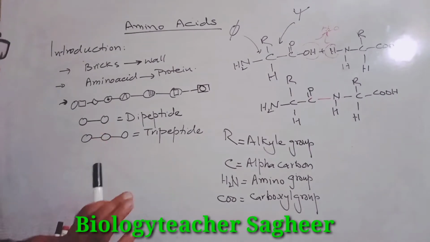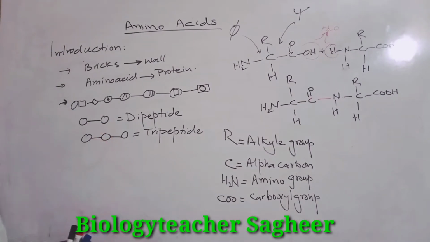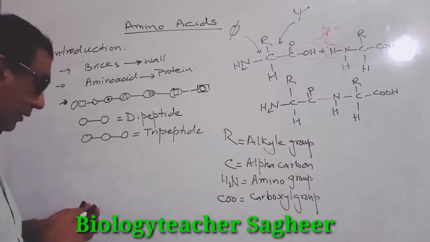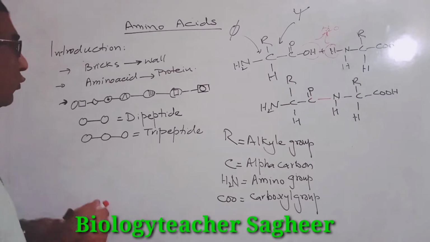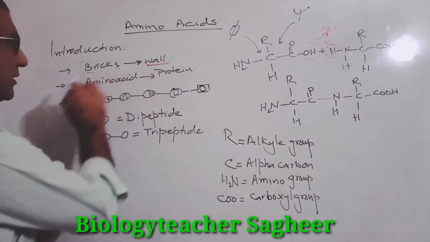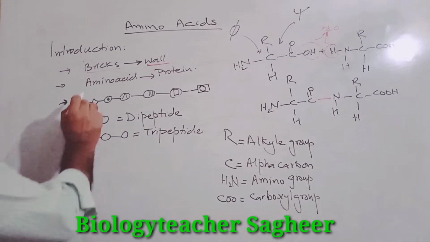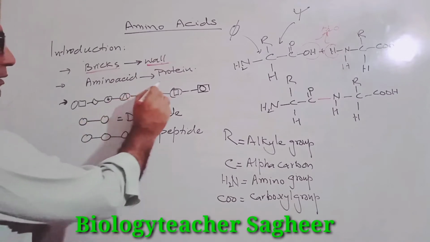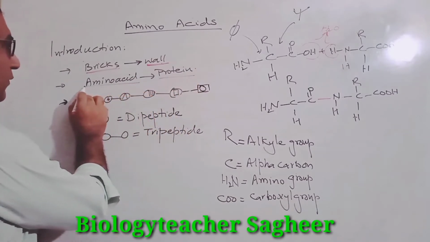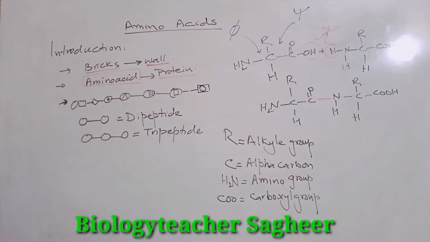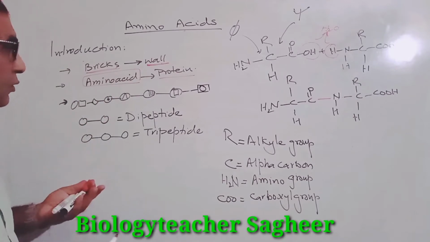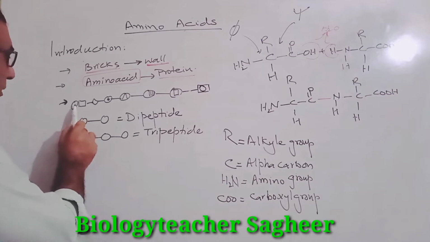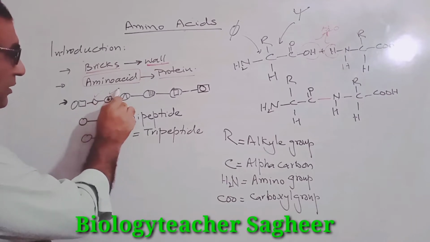As far as the introduction of the amino acids is concerned, as you know, a wall is formed of what? The bricks. Bricks are the units of a wall. Similarly, the proteins are formed of what? Amino acids. So these are the building blocks of proteins. You can show through the figure that this is an amino acid, this is an amino acid, and so on.